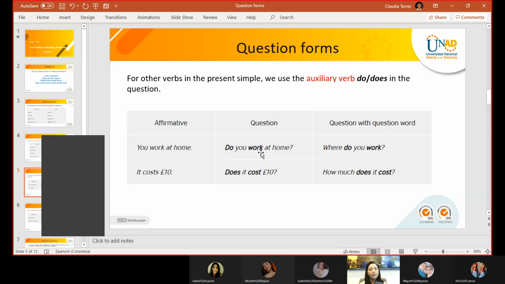Now, there's something very important here, and it's when you have does. When you have does, I don't know if you can notice that in the affirmative form we have "it costs," right? So we add s at the end of the verb because we have it. So with he, she, and it, we change the verb in the present simple form. Then for the question, when you add does, you don't need to change the verb.